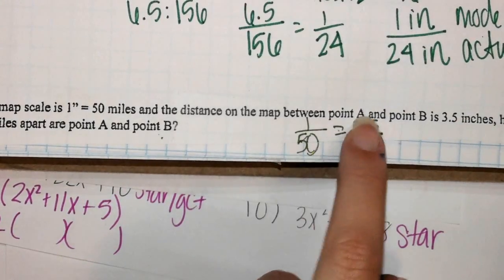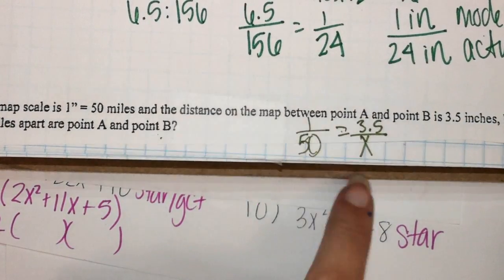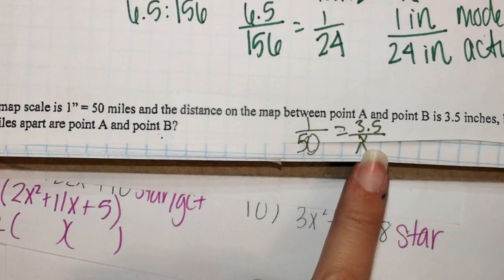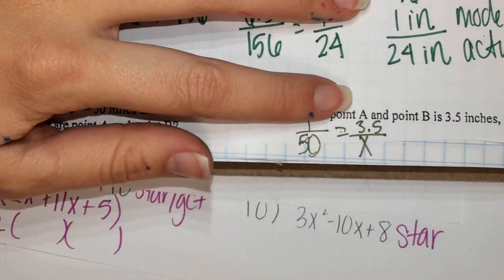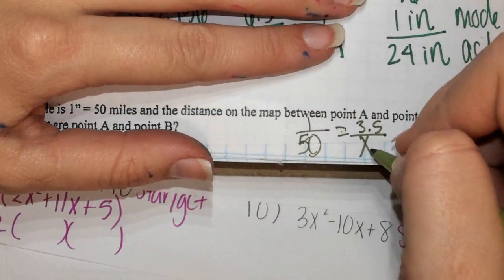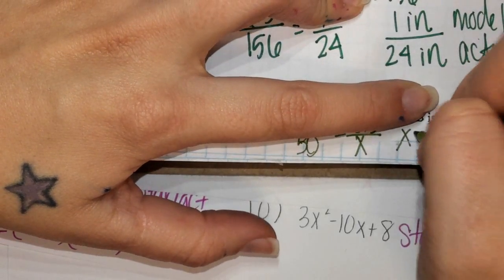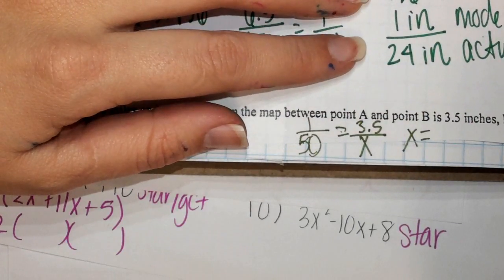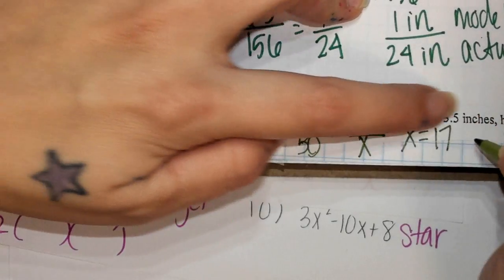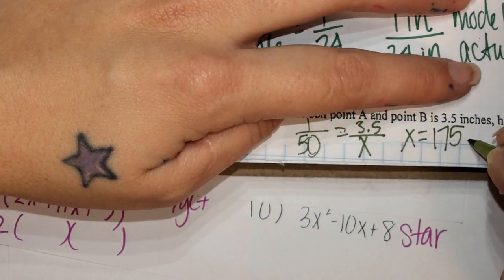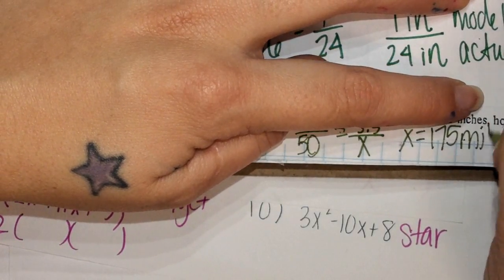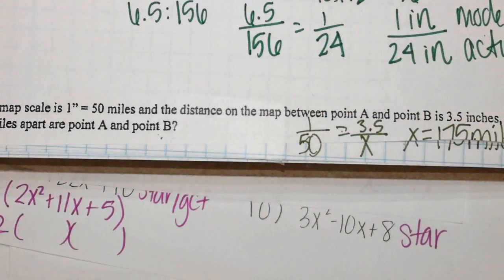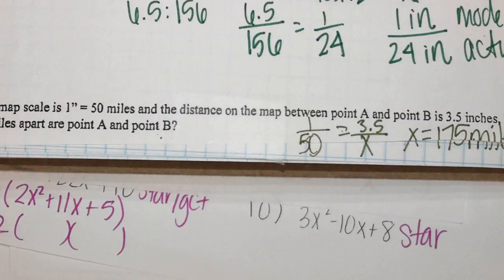Did I do that right? Yeah. 50 is miles and x is miles. Did I do that right? How do we solve a proportion? Cross multiply. So 1 times x is x, and 3.5 times 50 is 175. 175 miles. Take a point if you got it right.